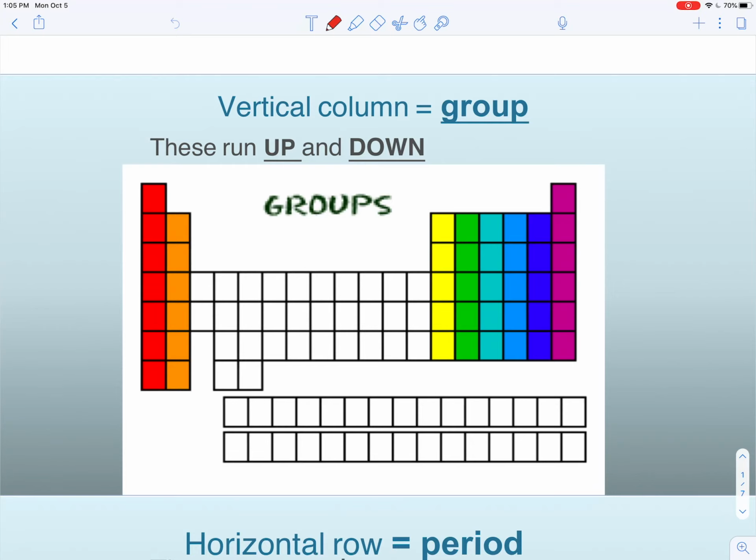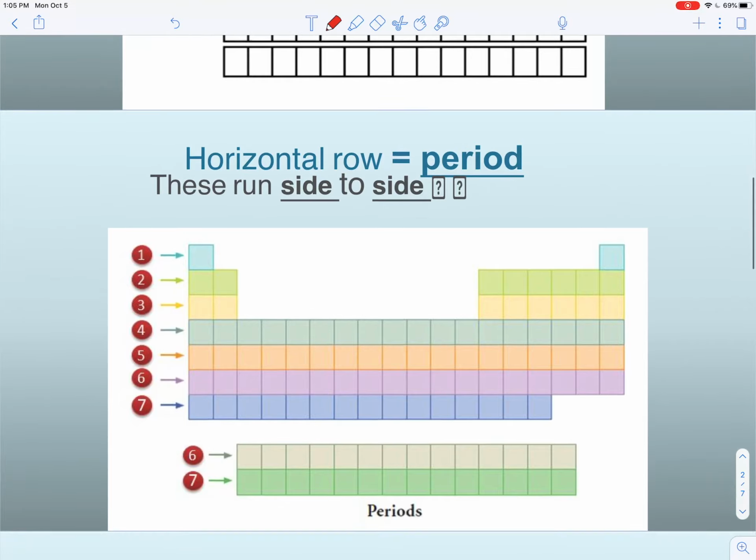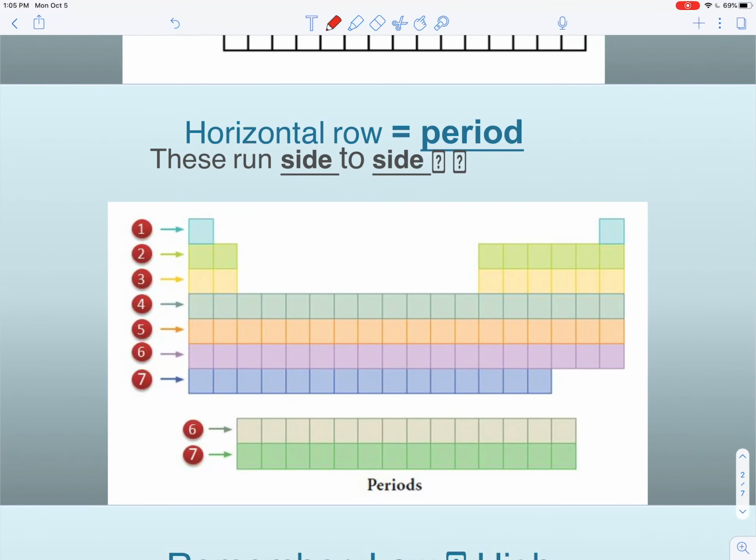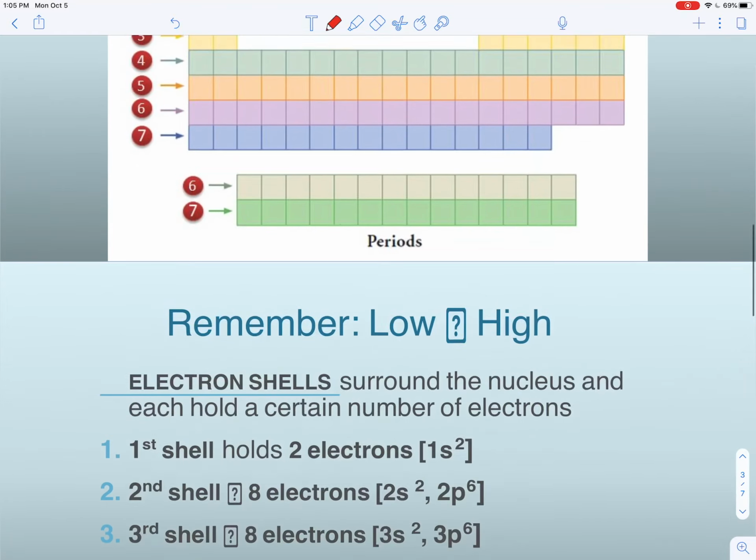The vertical columns on a periodic table are called groups. Make sure you know that. Okay, in total there are 18 groups. So it goes 1, 2, all the way over to 18. Okay, the horizontal rows are called periods. Okay, so there are 7 periods total, and these go side to side. Again, horizontal means side to side.